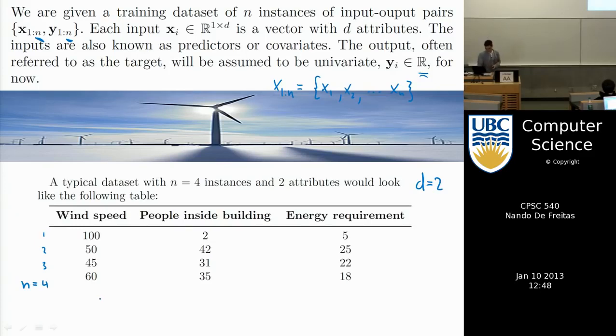So for example, the vector x1, which is in 2D, will be 102. So it's a 2D vector that has two components, and it has the two inputs. The corresponding label, in this case, will be a scalar, which is a matrix with one element, and that's the energy requirement to keep this room at a reasonable temperature.